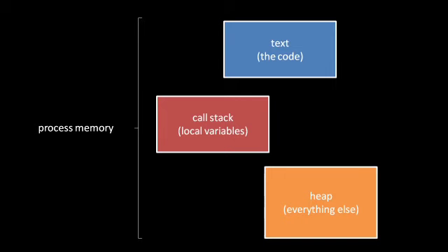The code section is straightforward. The binary instructions are stored in a contiguous chunk of memory and never modified for the duration of the process, except for the purpose of dynamic linking with shared libraries, as we describe in the unit on programming languages. The stack and heap, though, are both for storing data. The difference is that the stack stores the local variables used by the process, and the heap stores everything else.